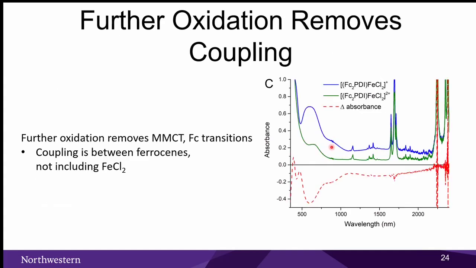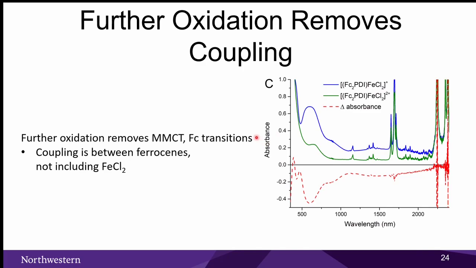And just to drive the point home, if you rip another electron out, so you take the electrons out of both ferrocenes, you see that very broad metal-metal charge transfer feature go away, and you also see the rest of the ferrocene-like metal-ligand charge transfer go away as well. So that further reinforces that this electronic coupling is happening between the ferrocenes and not between the ferrocenes and that central iron dichloride, which we already kind of intuited from our other data.